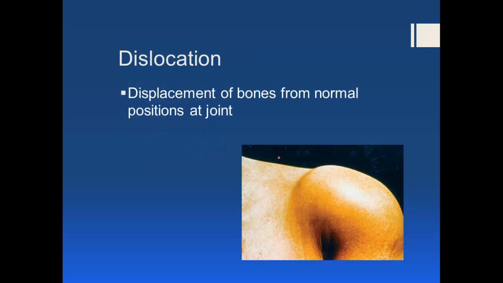All right, I'm going to move into dislocations now. A dislocation is the displacement of bones from their normal positions at the joint. And this is somebody's shoulder. Their armpit's right there, and you can see there's clear deformity. This looks like an anterior dislocation, meaning it's dislocated to the front, as opposed to a posterior dislocation, which is dislocated to the back.